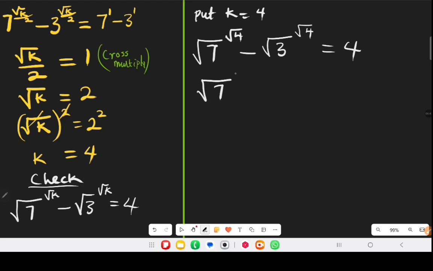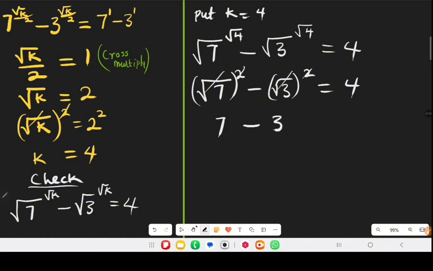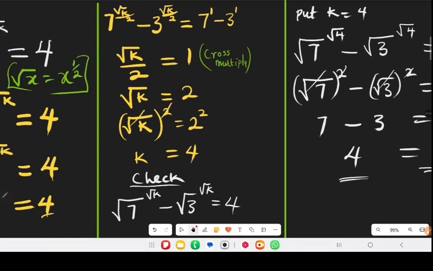Root 7 raised to the power of 2 minus root 3 raised to the power of 2. Is it equal to 4? Let's see. Squaring cancels the square root, left with 7. Squaring cancels the square root, left with minus 3 equals 4. 7 minus 3 gives us 4, which is equal to 4. The right hand side is equal to the left hand side. So our answer is correct.